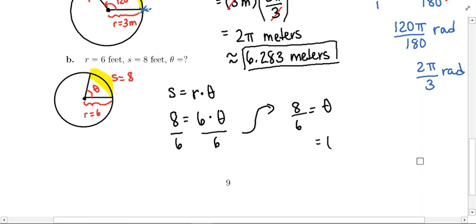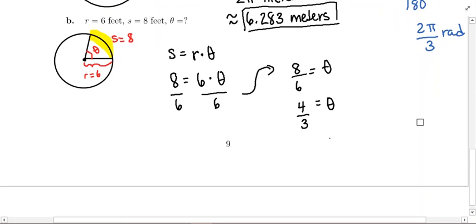Then you can reduce the 8 over 6. Both of these are divisible by 2, so 8 over 6 reduces to 4 over 3. You're probably thinking, oh, that's a strange angle. But remember, this angle comes out in radians, because when you're dealing with S equals R times theta, theta has to be in radians. So the angle theta is 4/3 radians. That is the exact answer.